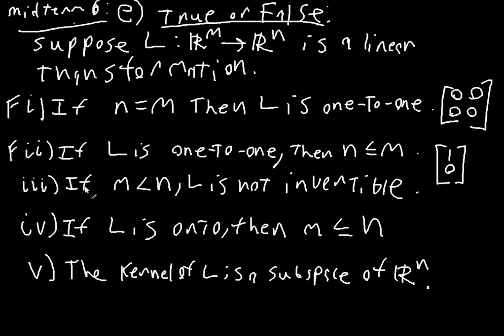Okay, if m is less than n, then L is not invertible. This one is true, because if m is strictly less than n, then it's not equal to n. In order to be invertible, the matrix associated to L has to be square. So this one is true.